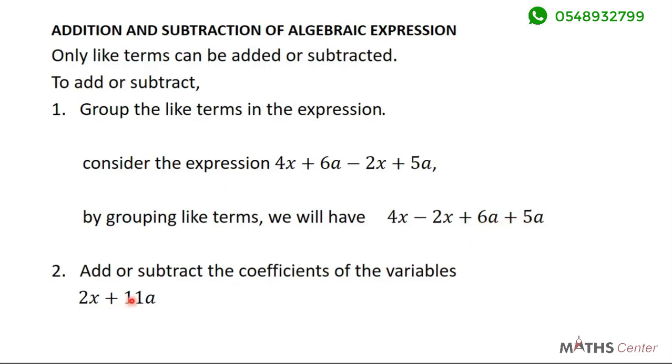We are getting 11, so you have 11a. Remember, from here, we do not add a to a. The points told us that we add or subtract the coefficients of the variables. We don't subtract the variables. Once again, s is the variable in this case and 4 is the coefficient. So after you've grouped the like terms, you add and subtract the coefficients of the variables.